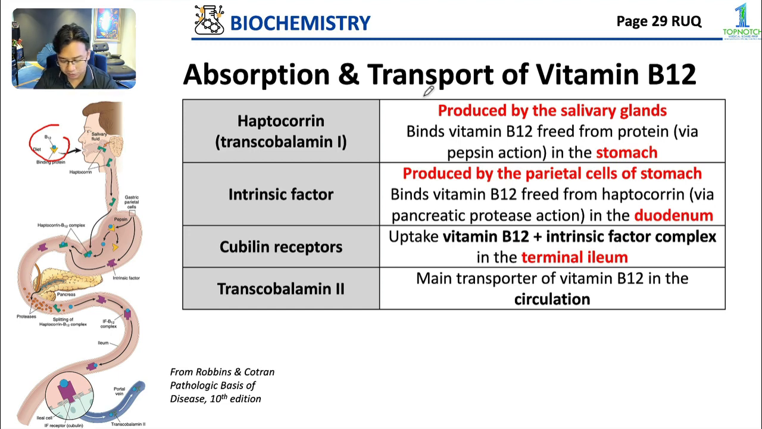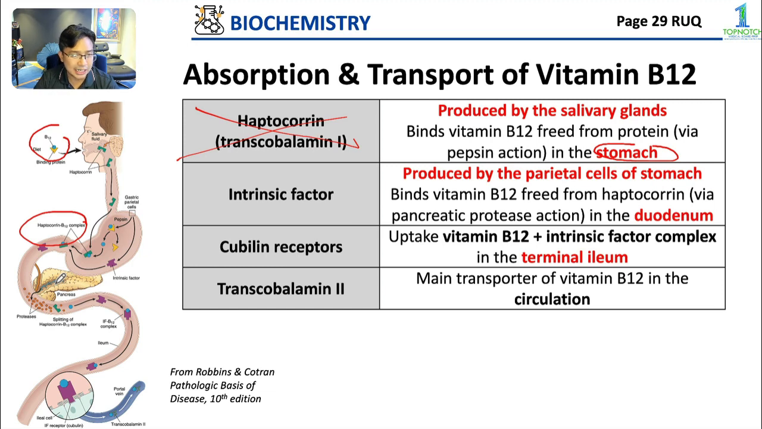Ang nangyari dyan, guys, once the B12 is found in the stomach, it is then released from its binding protein from the food. When that happens, ang nangyayari, the haptocorrin then binds with the B12, forming a haptocorrin-B12 complex. It happens at the level of the stomach. Now eventually, at the level of the duodenum, naghihiwalay ang ating B12 and haptocorrin. Naghihiwalay sila, okay? This time, free ulit si B12 natin.